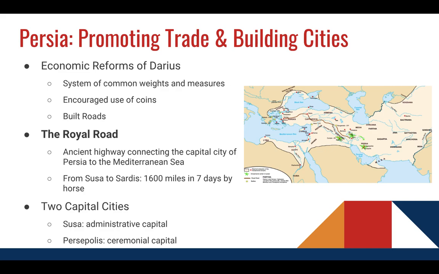One of the most important of these roads is called the Royal Road, and you can see it on this map in red. It was an ancient highway connecting the capital city of Persia, known as Susa, all the way to the Mediterranean in the city of Sardis. Basically, it was 1,600 miles of road that connected some of the most important parts of the empire so that they could move goods back and forth. If you traveled quickly on horseback, you could make it in about 7 days. It was about 90 days walking.